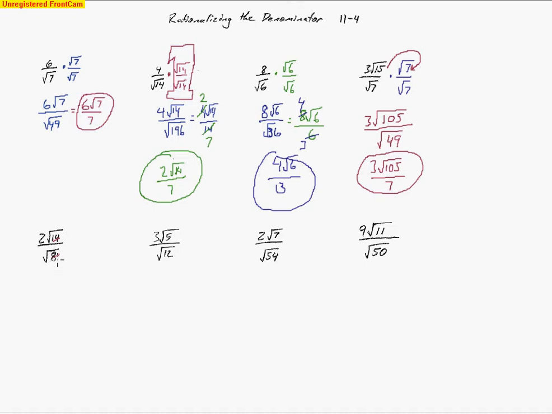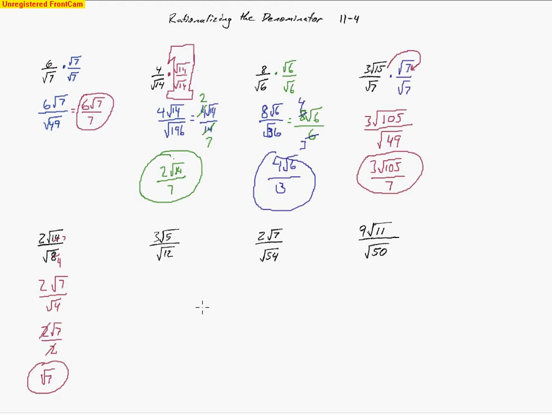So you see, I can take out a 2, this becomes a 4, and this becomes a 7. So now I've just made the problem a little bit easier. Now I have 2 square roots of 7 all over the square root of 4. Well, the square root of 4 is just 2. So now I have 2 square roots of 7 all over 2, and I can reduce this by taking out these two 2's. All I'm left with is the square root of 7.